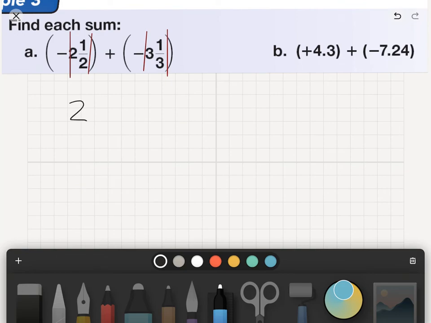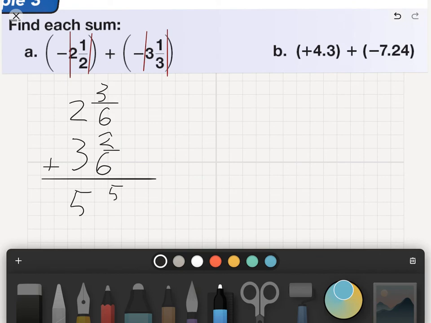So I'm going to do my conversion ahead of time here. I'm going to need to use 6 for the common denominator. 3 and 2, 6. And so I just combine the absolute values. But I know I'm combining negative values, so I need to slap a negative sign on it. Ta-da! So that's pretty straightforward.